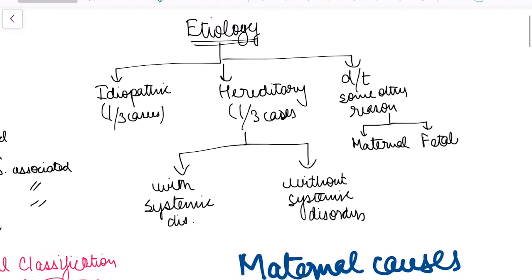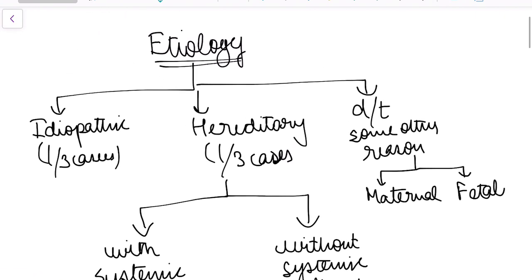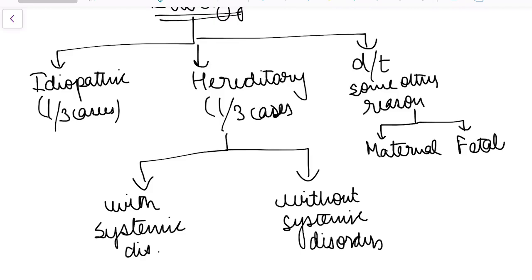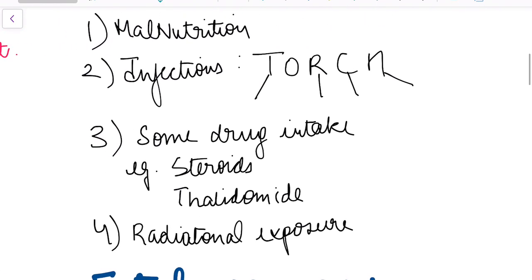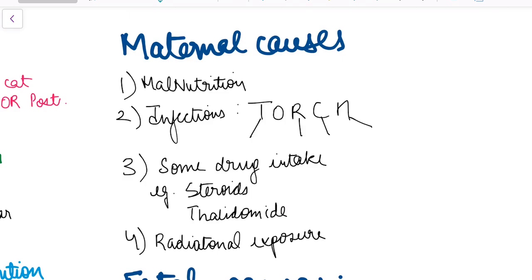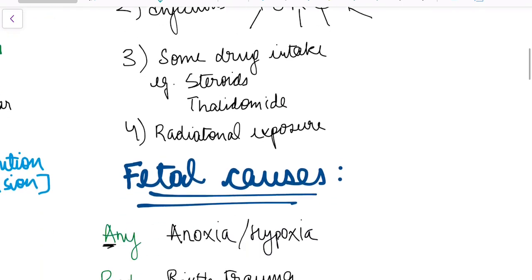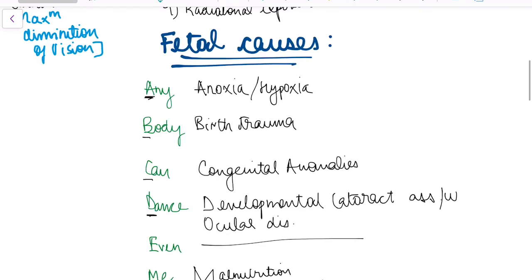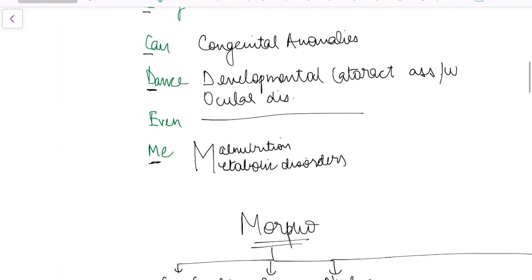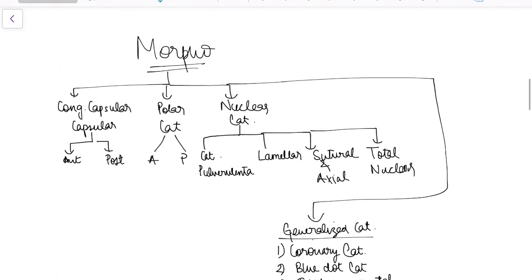Then talking about the etiology of the congenital cataract, it can be idiopathic, hereditary, or due to some other reason. And due to some other reason, we knew that they can be maternal and fetal causes. Maternal causes, we have 4 causes: malnutrition, infection, some drug intake by the mother, like steroid or thalidomide, steroid causes posterior subcapsular cataract, and radiation exposure. And in the fetal causes, we can learn it by this: anybody can dance, even me. Okay, very easy. And this is the morphological classification of the congenital cataract.